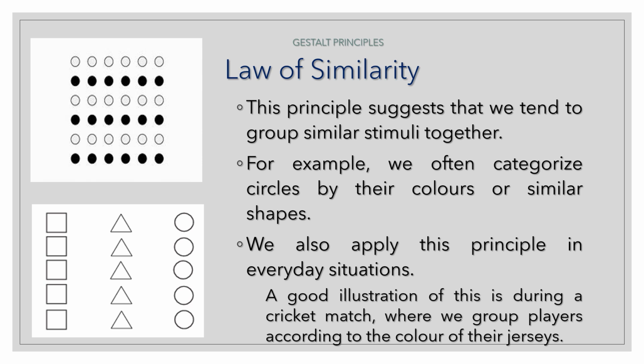Similarly, the law of similarity. The principle suggests that we tend to group similar stimuli together. For example, in the first figure, you can organize the black circles in one group and the whites in the other. In the second picture, you can organize the squares in one group, the triangles in another, and the circles in another group. This applies in daily situations also. A good illustration is a cricket match where we group players according to the color of their jersey. In the armed forces also, a certain force has a certain kind of dress or pattern of texture and printing, so they can be figured out by the pattern of similarity.